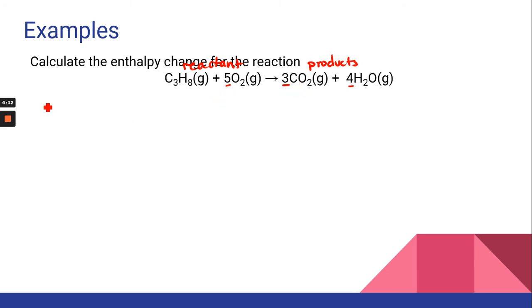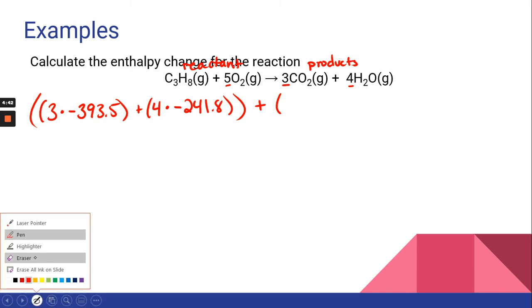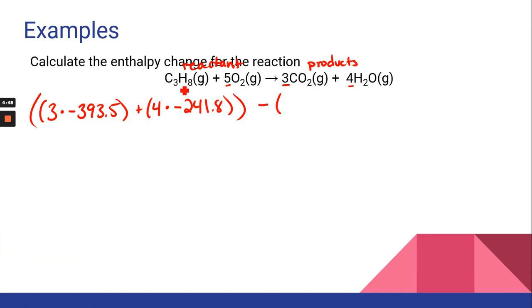So we have 3 carbon dioxide, so we're going to say 3 times and then look at section 12 to get the value, negative 393.5. Then we're going to add our 4 waters. Notice that water is a gas, so we're going to use the negative 241.8 value. So those are all of our products. And then we're going to add our reactants. So we have propane, which is, we're going to subtract, products minus reactants. So we're going to take the value for propane, which is negative 105, and then we can add our 5 oxygens.